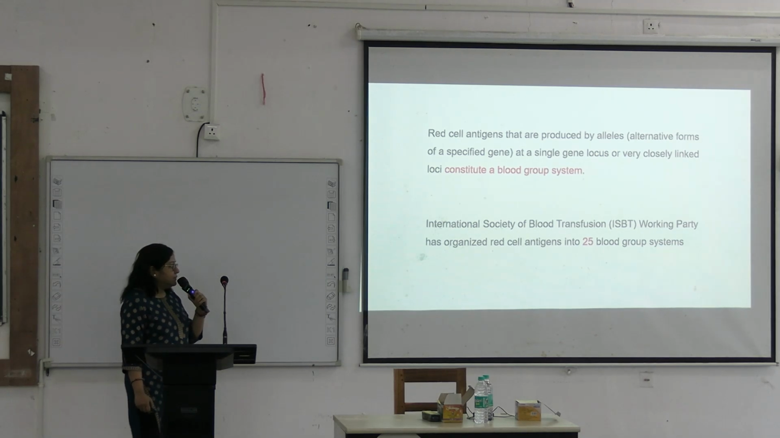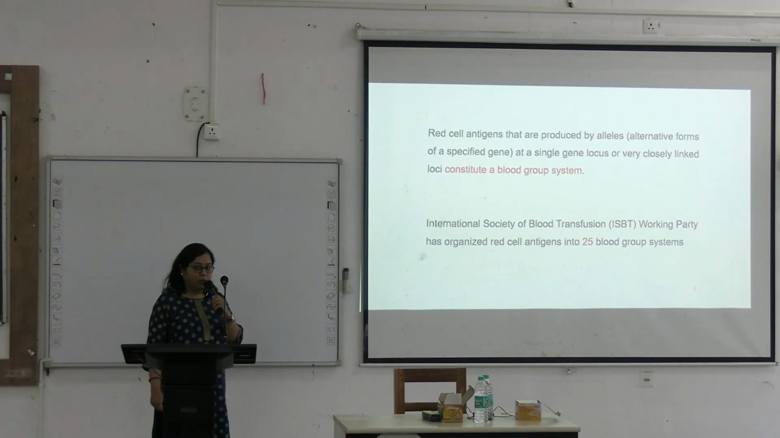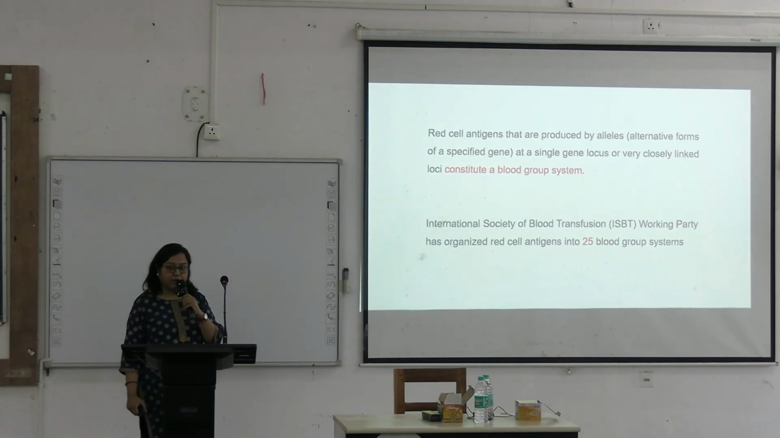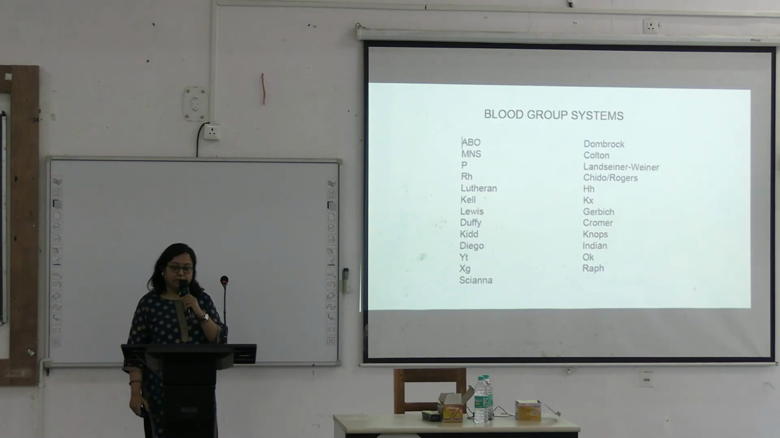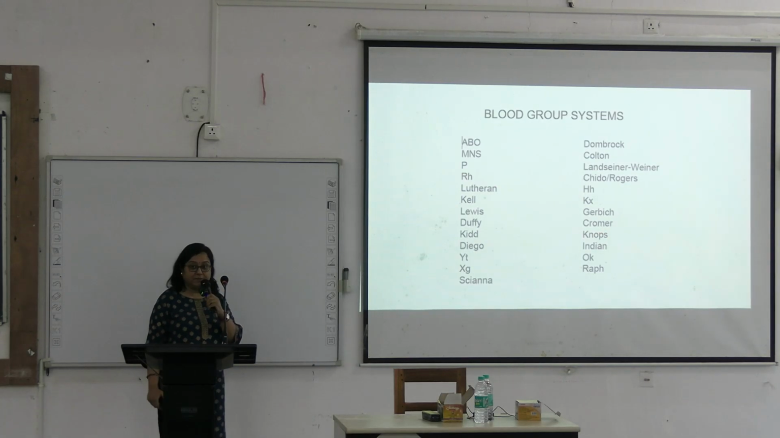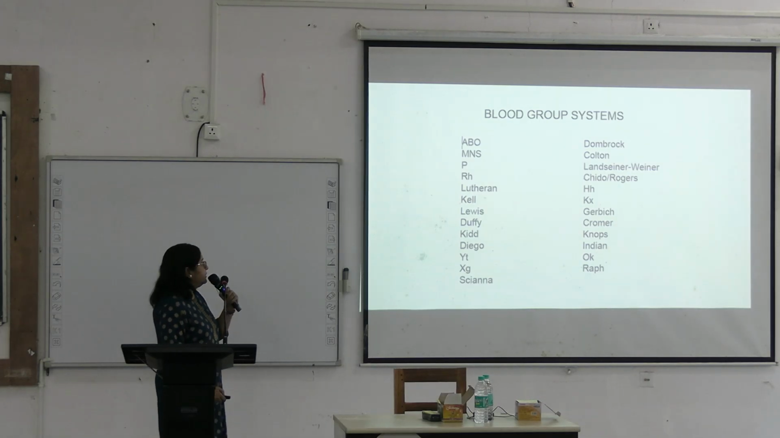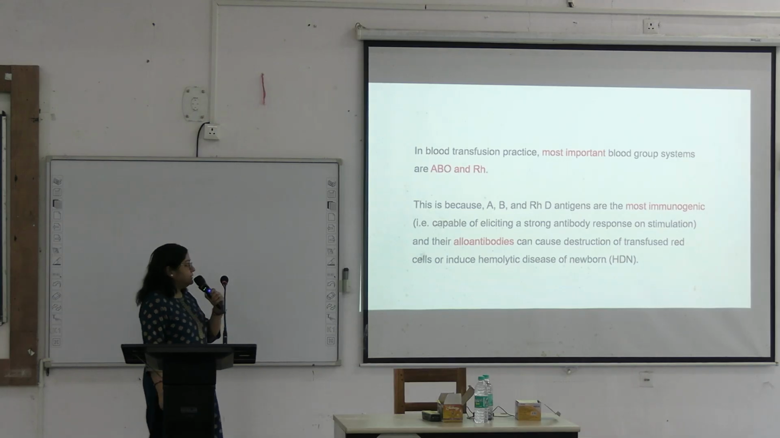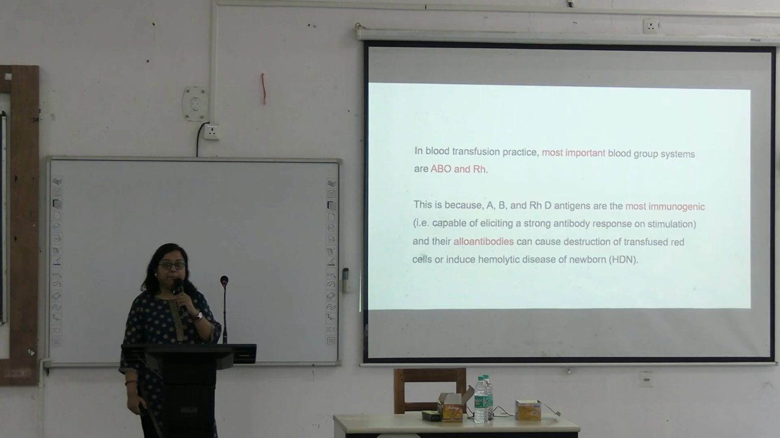According to the ISBT, the International Society of Blood Transfusion Working Party, there are 25 blood group systems according to the red cell antigens. Here is the chart of 25 blood group systems. You can take pictures whenever you like. The most common and important ones are ABO and RH, because ABO and RHD antigens are the most immunogenic.